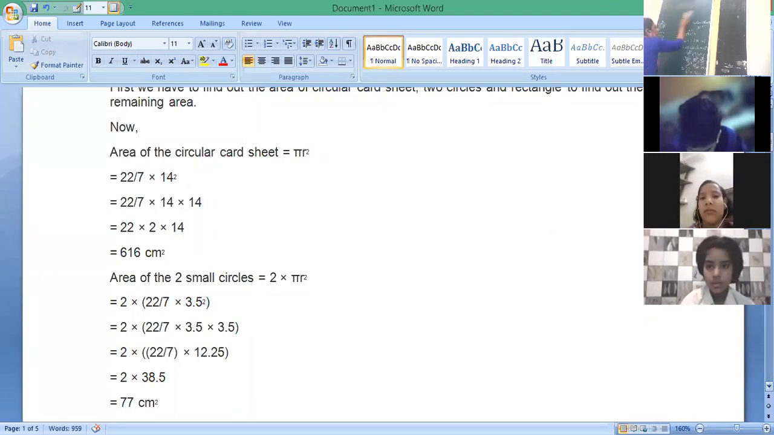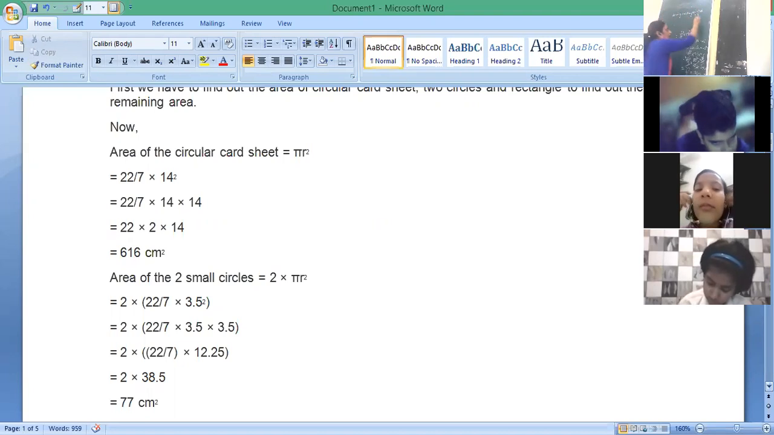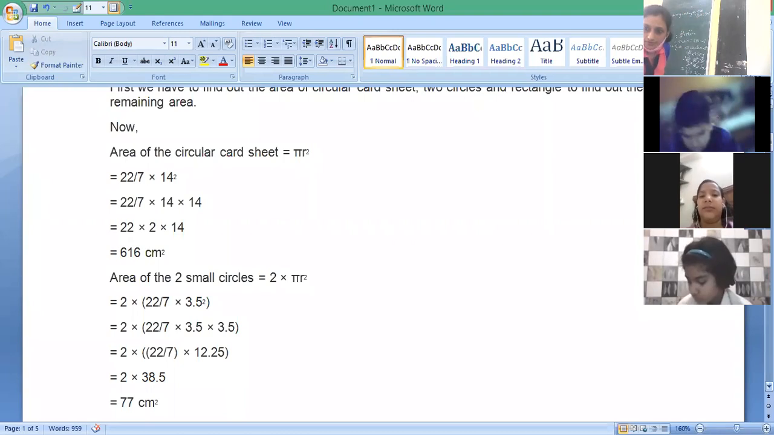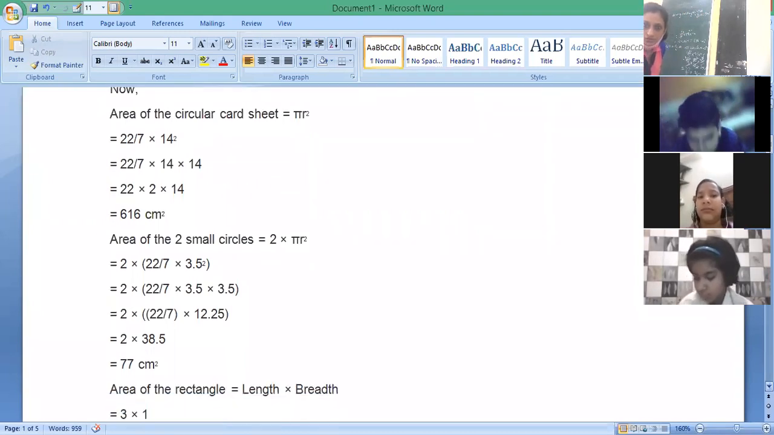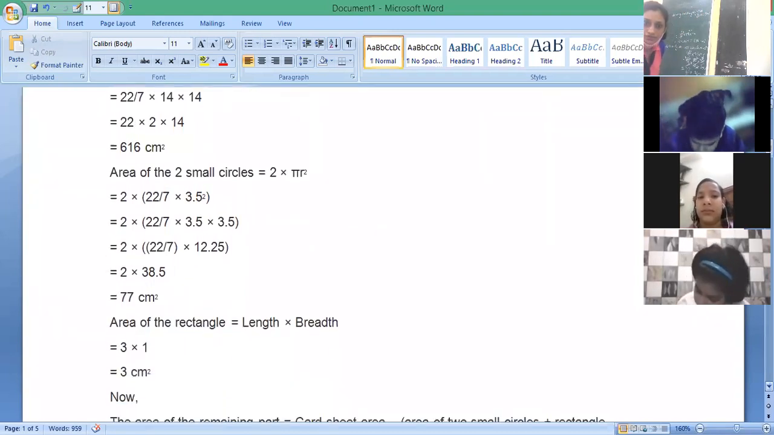So what are we going to do? The area of a rectangle. The formula is length into breadth. Length is given as 3 and breadth is given as 1. So 3 centimeter square will be the area of the rectangle. It's given in your question, length and breadth.